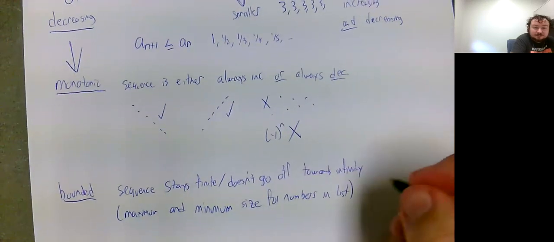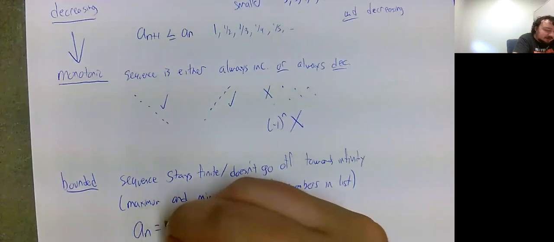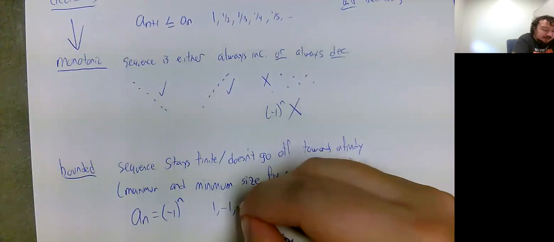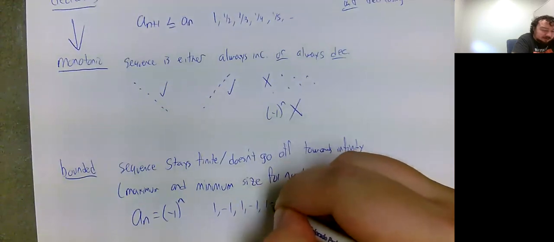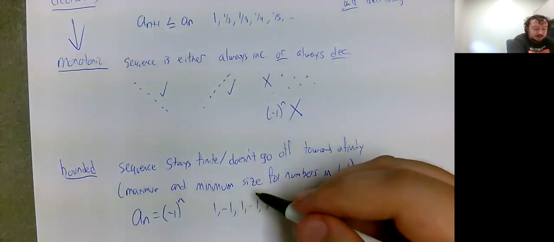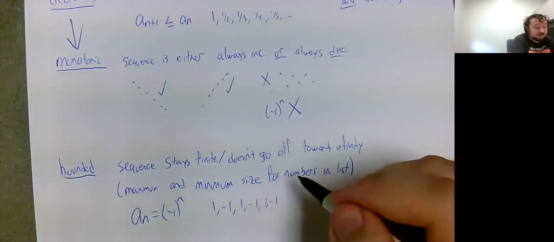Let's take a look at an example of something that's bounded. So I said this one wasn't monotonic. However, this is going to be bounded because we just have 1, -1, 1, -1, 1, -1. So the maximum size of a number in this list would be 1, and the minimum size would be -1. And there's absolutely no way that this is going off to infinity.